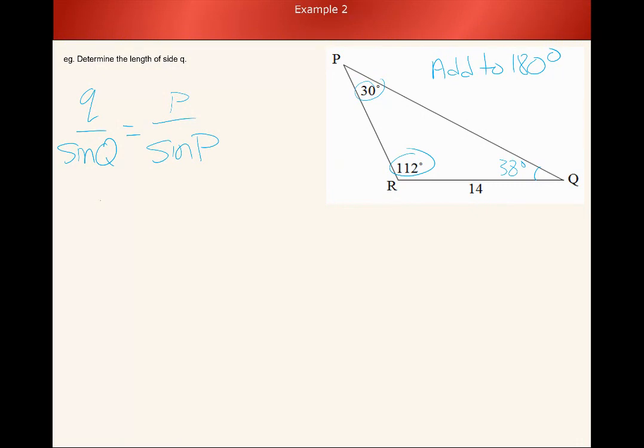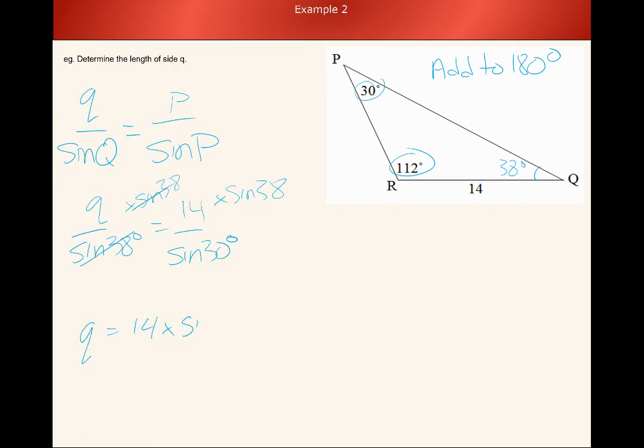So side q divided by sine 38 degrees is equal to side p, which is 14, divided by sine of angle P, which is 30 degrees. Same as before, I'm going to multiply both sides by sine 38. That gets rid of it, and side q is equal to 14 times sine 38 divided by sine 30.